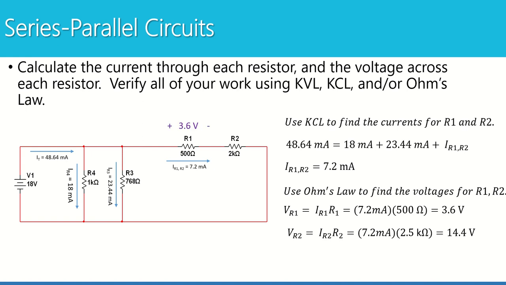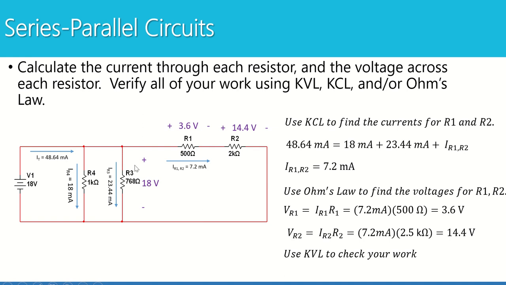And I'm going to add those voltages to my picture as well. Now I'm going to use KVL to check my work. I know the voltage across R3, R4 are both 18 volts. I have a closed loop right here. I'm going to check my work by applying a KVL around this closed loop.